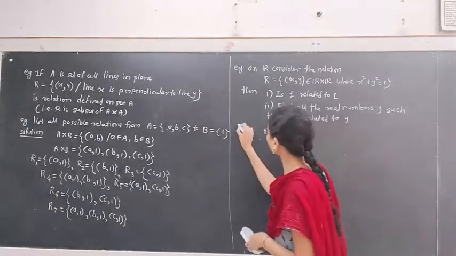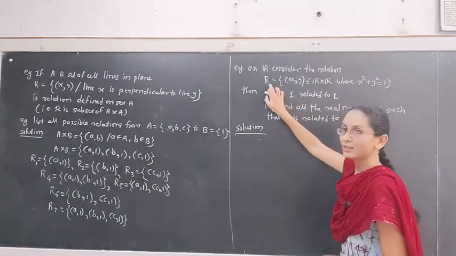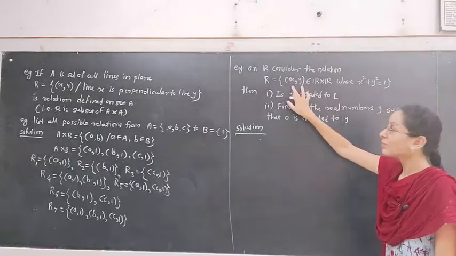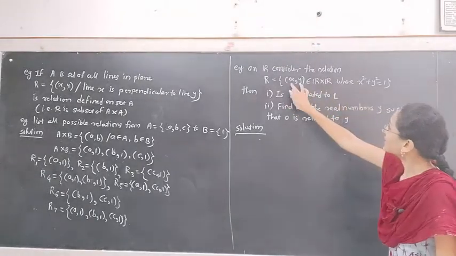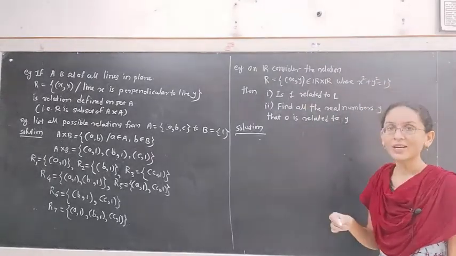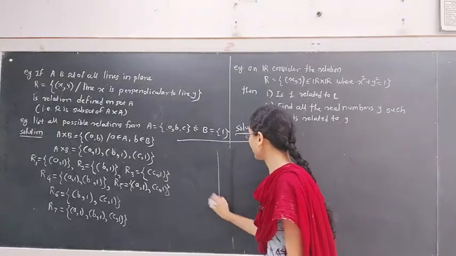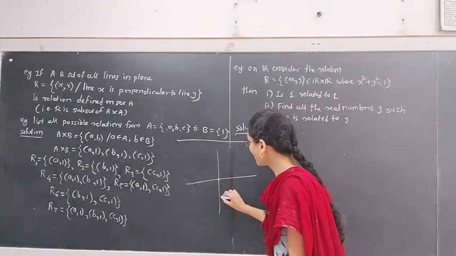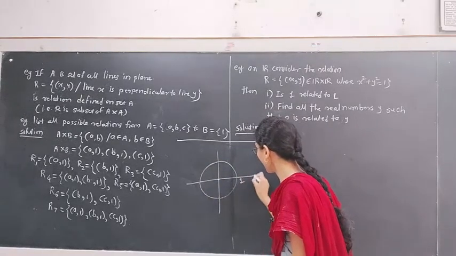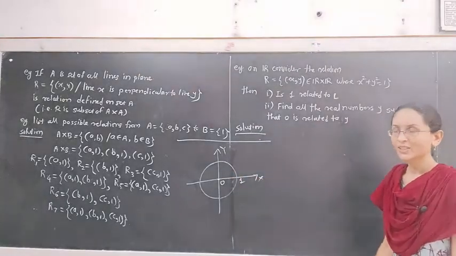Given that R is a subset of R cross R, because R contains the ordered pair (x, y) belonging to R cross R, where these x, y satisfy x square plus y square is equal to 1. What is x square plus y square equal to 1? It is a standard unit circle, that means a circle whose center is at origin and radius 1.